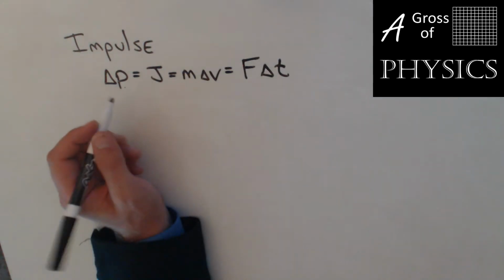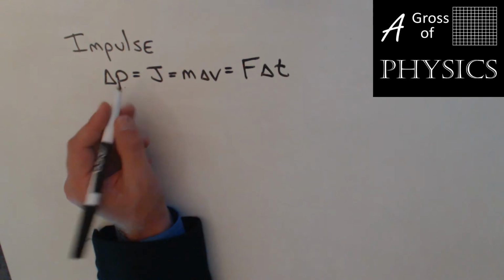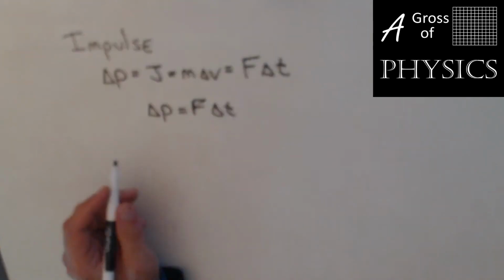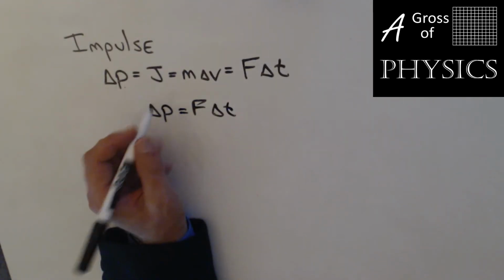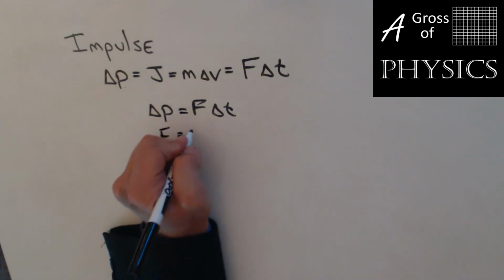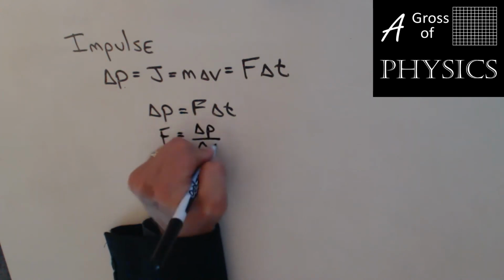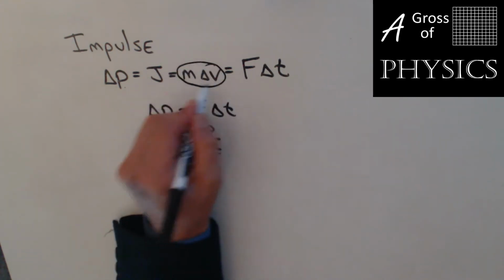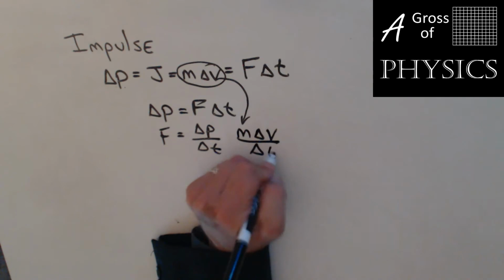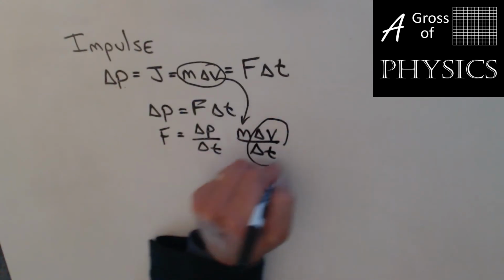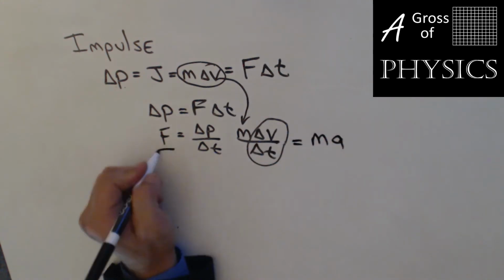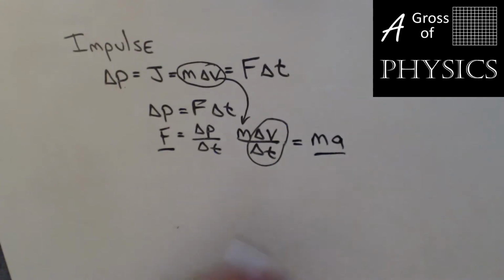Now, as far as Newton goes, what he actually said is that delta P equals F delta T. And this is what was written in Principia Mathematica. Delta P then can be rearranged as the following: F equals delta P over delta T. Now if we take this version here and plug it in for delta P, you have m delta V over delta T. Now what is a change in velocity over change in time? Well, it's merely an acceleration. So his F equals ma equation stems from impulses.